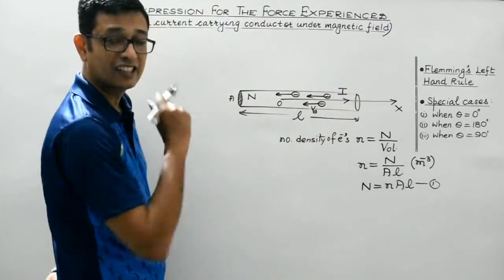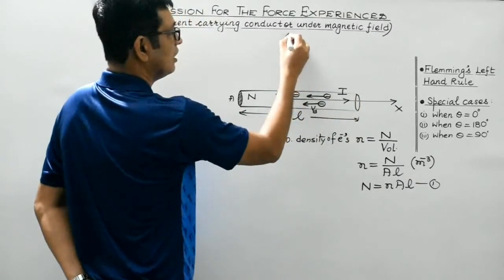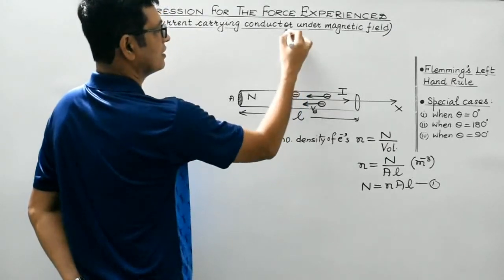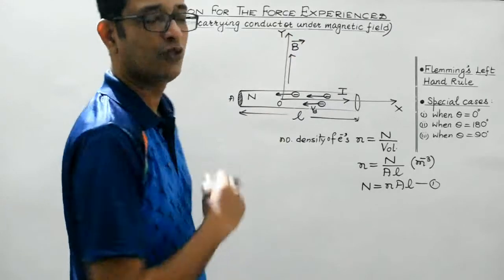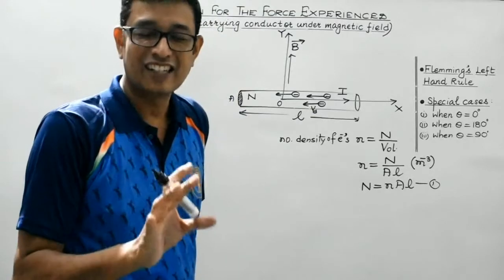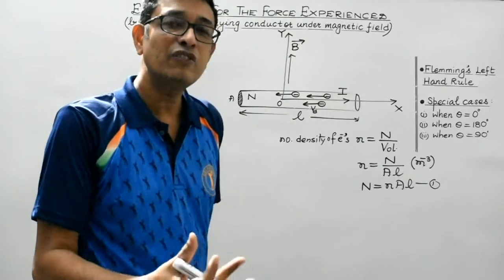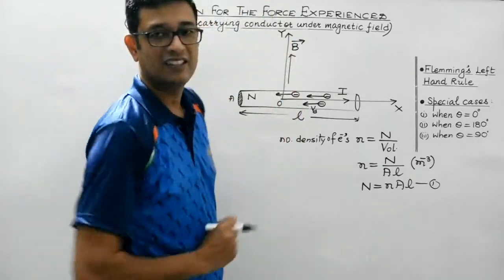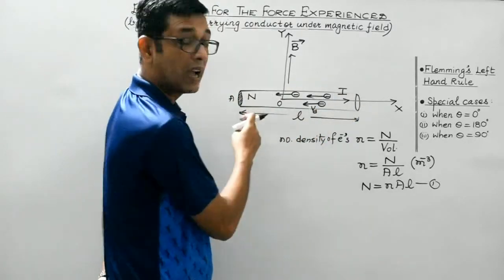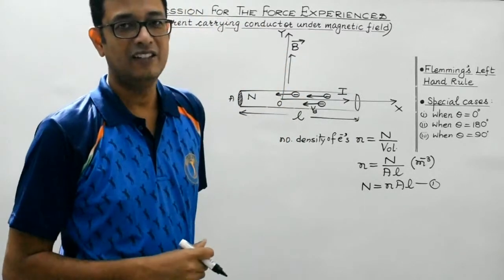So this is a current carrying conductor, and suppose this current carrying conductor is under the influence of a magnetic field. Let us assume it to be directed along y-axis. OY is along the positive y-axis, right? So what we have assumed is, we have assumed a current carrying conductor to be lying along the OX, that is x-axis, and it is under the influence of magnetic field directed along y-axis. Clear? So our objective is to find an expression for the magnetic force experienced by this current carrying conductor under the influence of this magnetic field, right?